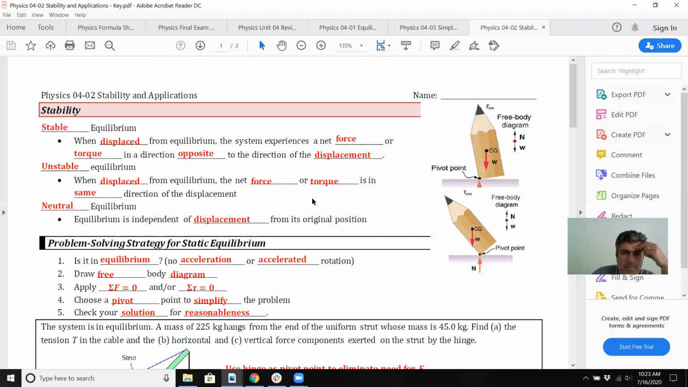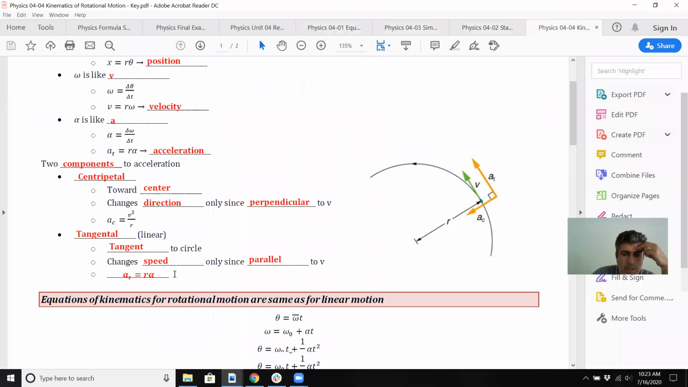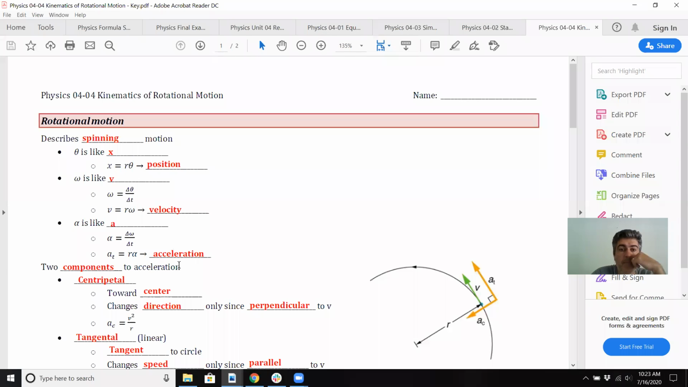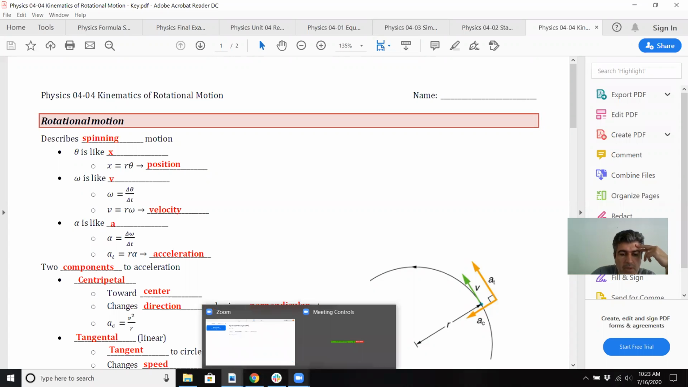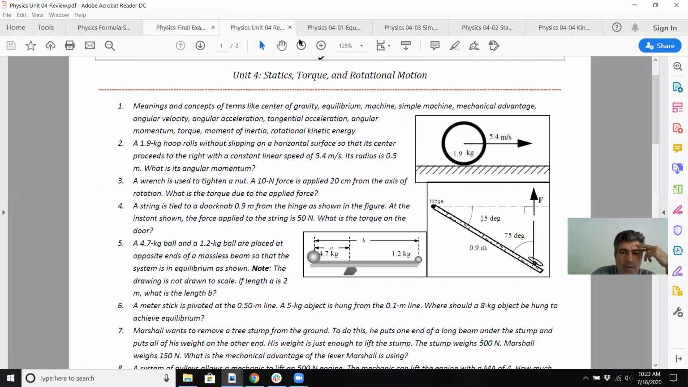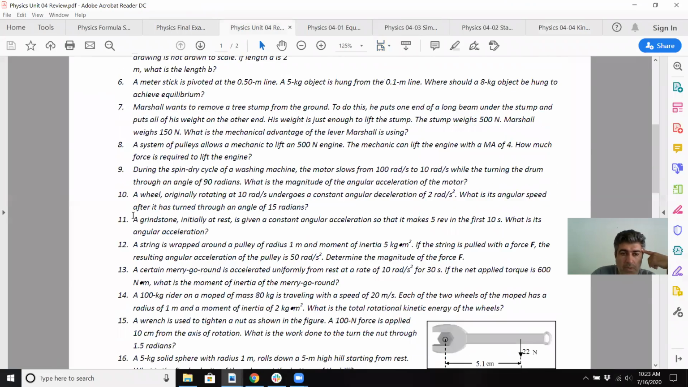There's another one here on kinematics, a bunch of equations. It would help to have all your notes in front of you for the final exam. Remember, it's open note. All those terms are very important to know what they mean: mechanical advantage, angular velocity, angular acceleration, tangential acceleration, angular momentum, torque, inertia, rotational kinetic energy. So know your terms.